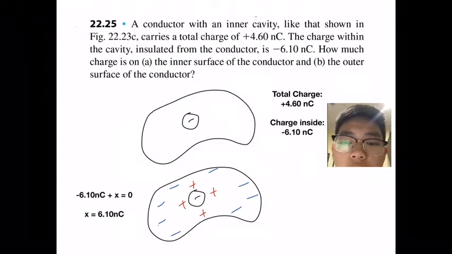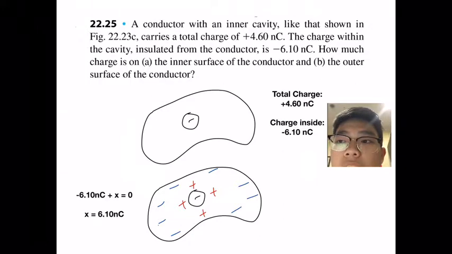So if we look into our formula, we have negative 6.10 nanocoulombs, which is the charge inside, plus x is equal to 0, because we want the field inside to be equal to 0. So by a simple transposition, we find that x is equal to 6.10 nanocoulombs. This is the charge of the inner surface of the conductor.